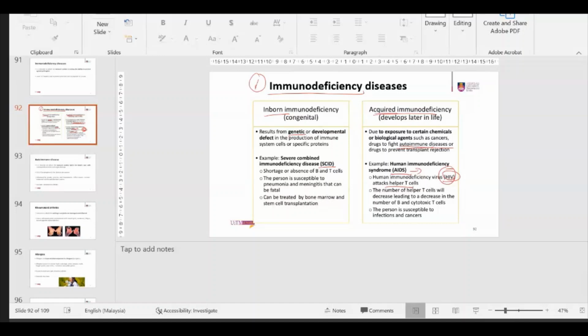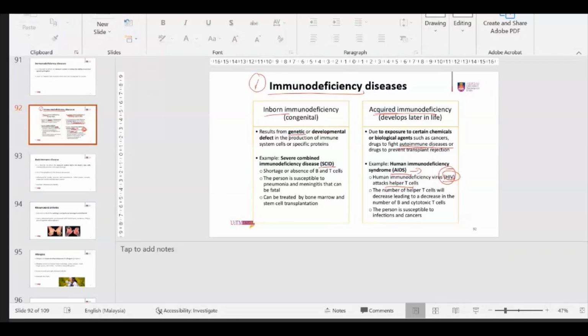Such as for example, rheumatoid arthritis. Okay, rheumatoid arthritis where the antibody attacks joints, or multiple sclerosis where you have the T cell attacks myelin sheath. Okay, myelin sheath of neurons. So this will slow down the transmission of impulse. That is multiple sclerosis ataupun lupus. Okay, lupus where your immune system attacks your organs. Kan? It attacks your body tissues. Body organs, that is lupus.